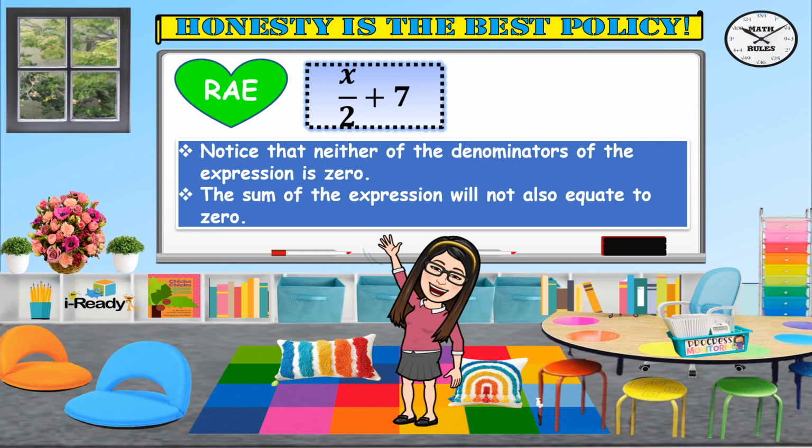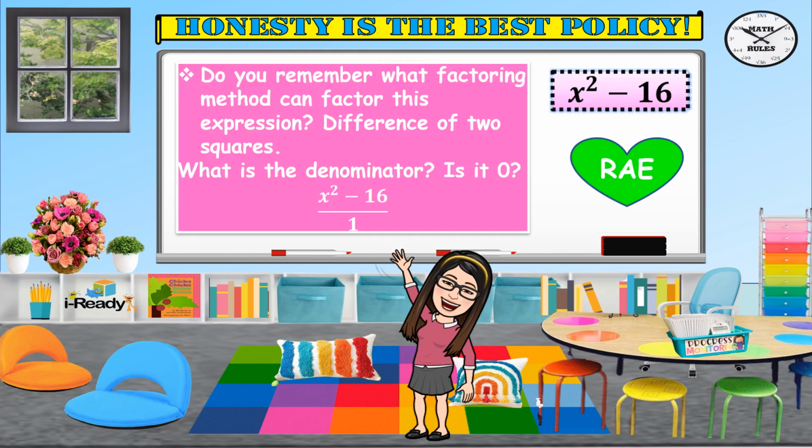Let's see this given, x over 2 plus 7. Notice that neither of the denominators of the expression is 0. As you can see, we don't have 0 in the denominator. Meaning, if there is no 0 in the denominator, or when you simplify the denominator it does not become 0, it is a rational algebraic expression. But once it becomes 0, it is not. And of course, the sum of the expression will not equate to 0. When we add the terms of the expression, it will not equal 0. So, meaning to say, this is RAE, or rational algebraic expression.